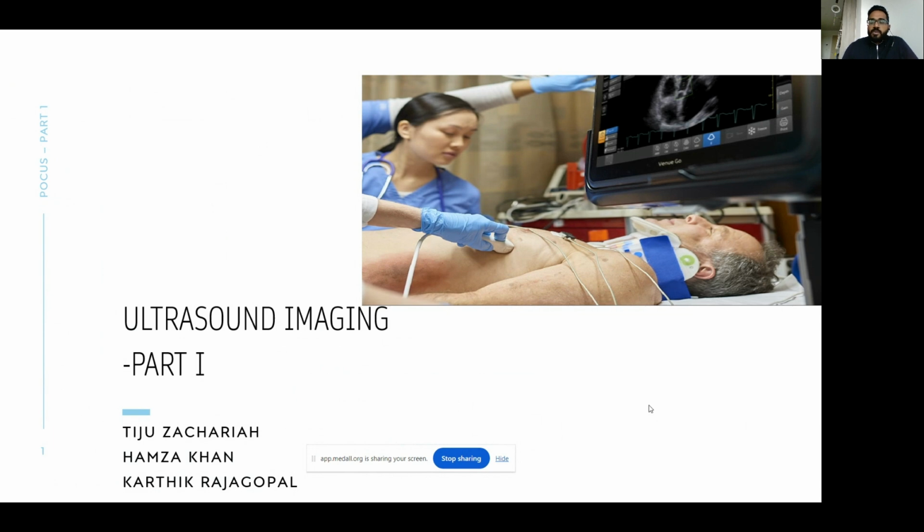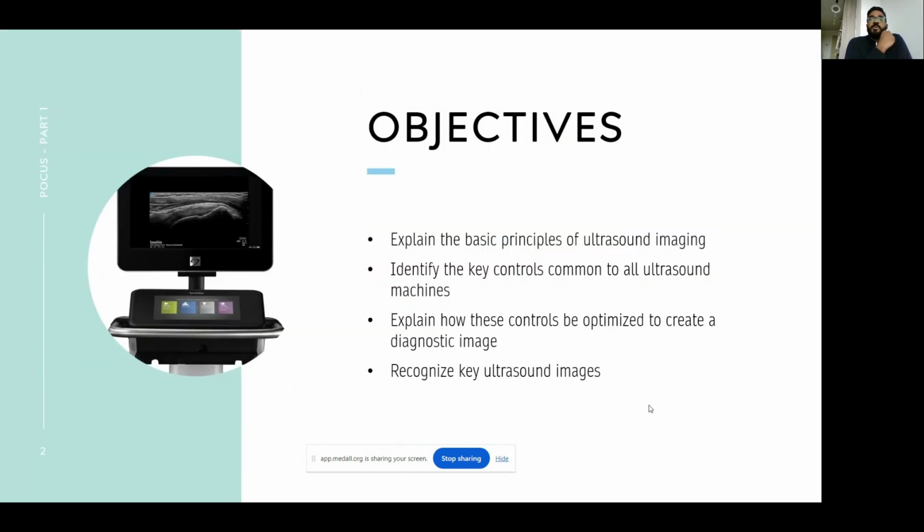Point of care ultrasound will involve most of the things that ultrasound can provide us, and will help you understand what ultrasound is. So let's start with today's topic, that is introduction to ultrasound. Objectives will be to explain the basic principles of ultrasound imaging, identify the key controls common to all ultrasound machines, explain how these controls can be used to create an optimal diagnostic image, and also to have some familiarity with these ultrasound images so that they don't feel that alien to you.